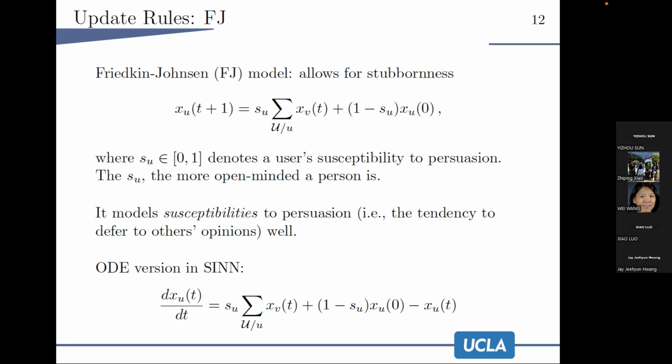So there comes the next model, the Friedkin-Johnsen model, or FJ model. It allows for some sort of stubbornness.